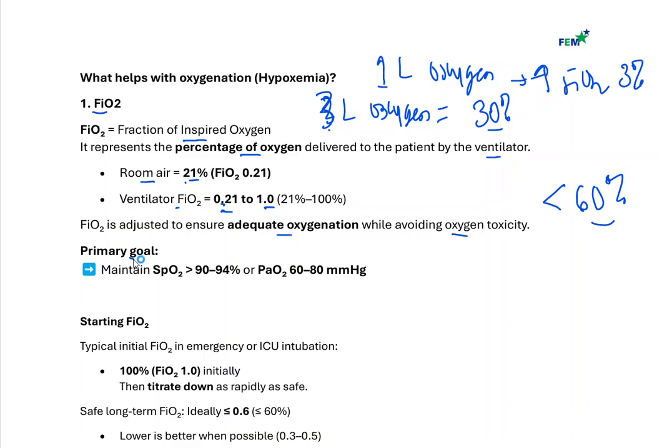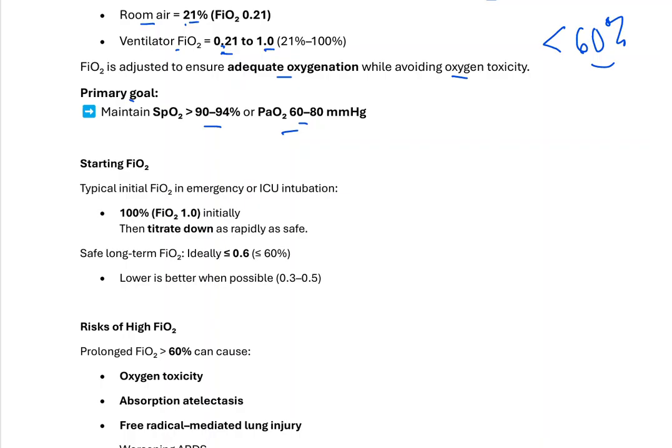So the primary goal of FiO₂ is to keep the oxygen saturation above 90 to 94% and to keep your partial pressure of oxygen between 60 to 80 millimeters of mercury.